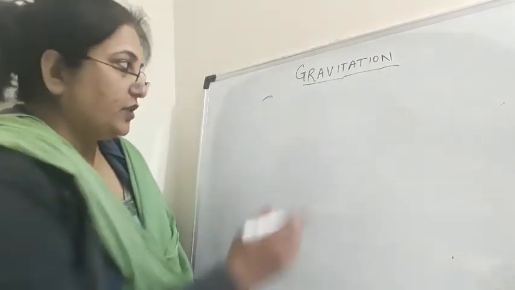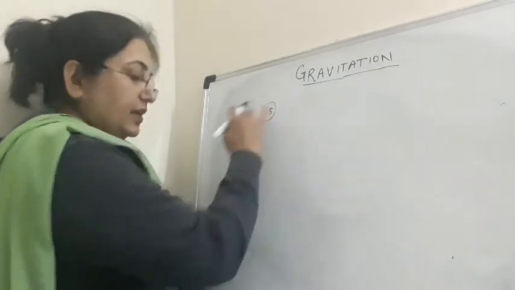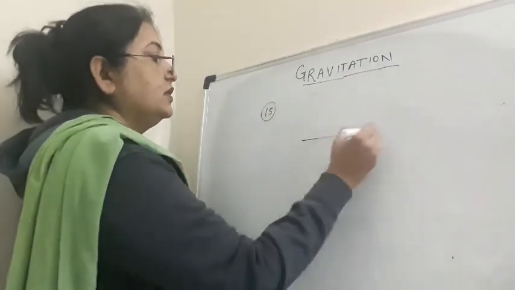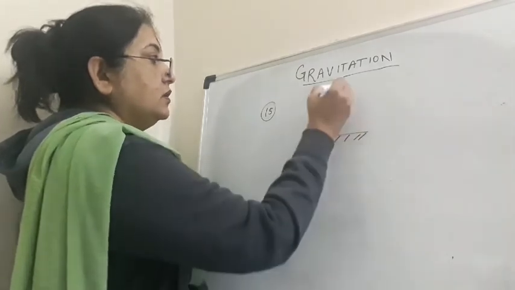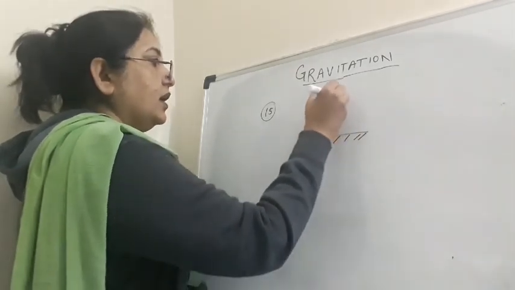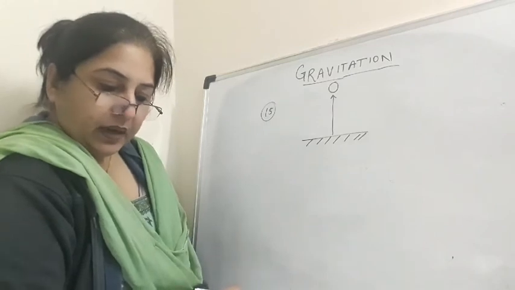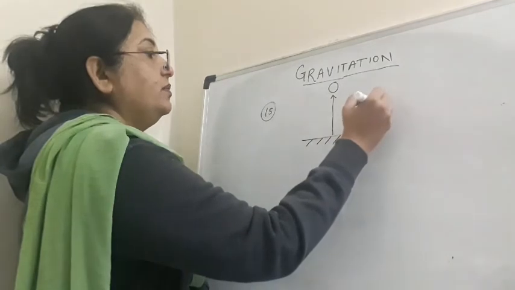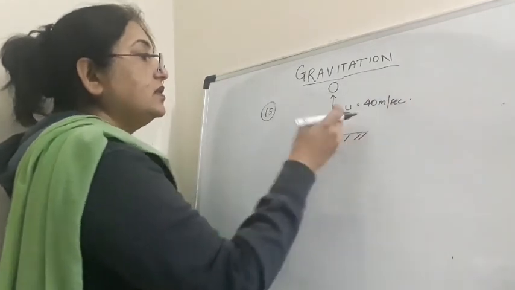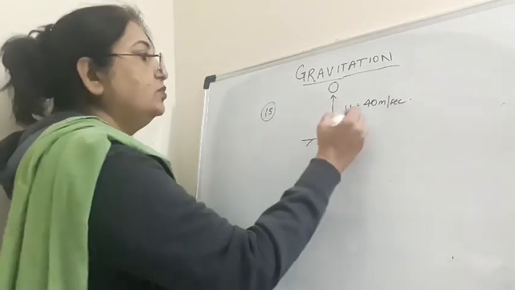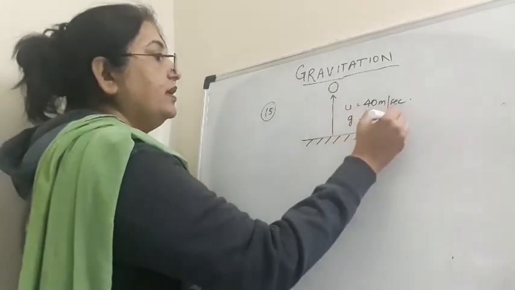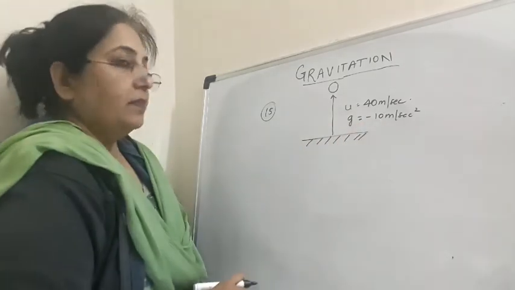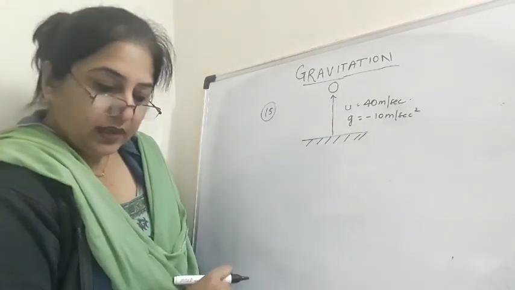Okay, so I repeat question number 15. It says that a stone is vertically thrown upwards. So this is the ground. A stone is vertically thrown upwards, right? And initial velocity, that is u equals to 40 meters per second. Now since it is going upwards, we have to assume g will be equal to minus 10 meters per second square because the value of g is given in the question as 10. And why it is negative, you all know that.